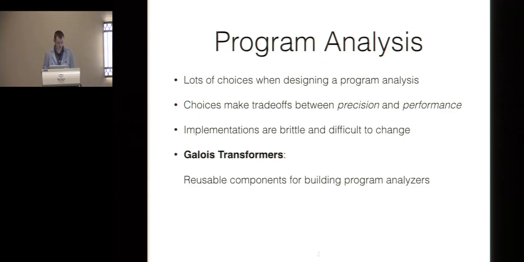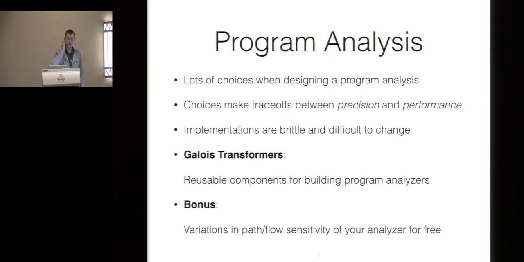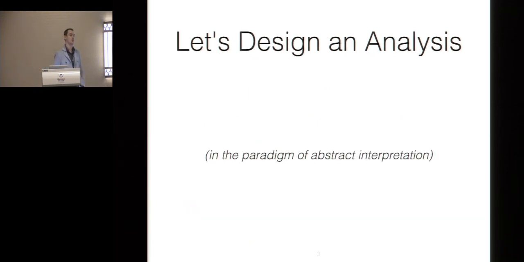So to address these challenges, we introduce building blocks called Galois Transformers. These are reusable components for building program analyzers. And as a bonus of using these tools, you'll get variations in the path and flow sensitivity of your analysis completely for free. So I want to walk you through what I consider one way of designing an analysis from scratch, and this will be in the paradigm of abstract interpretation.